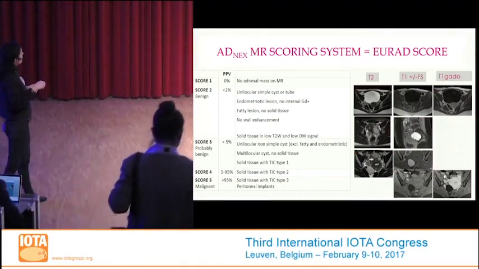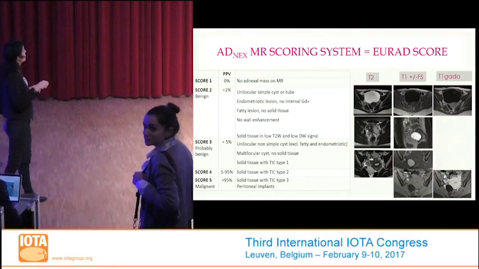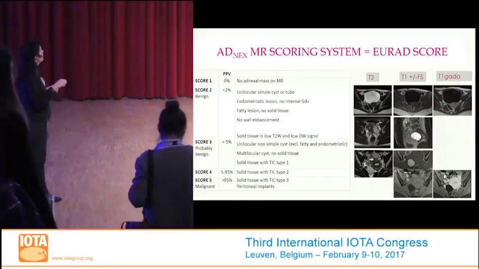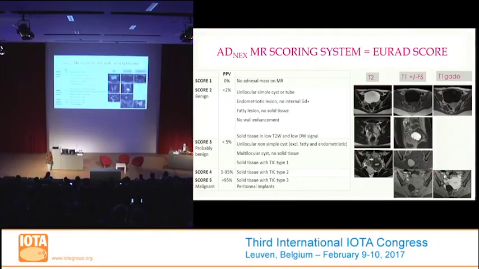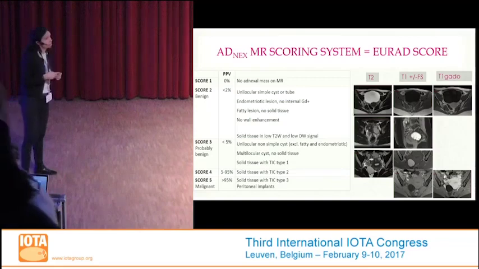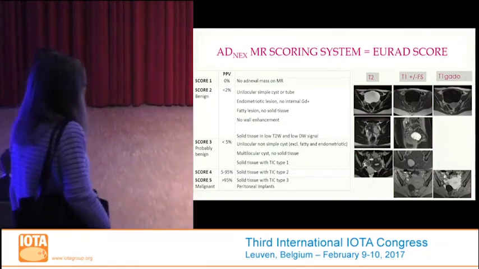Score 3, probably benign, lower than 5%. We include in this category the unilocular non-simple cyst, excluding the two cysts which are rated score 2, excluding fatty endometriotic cysts. Also, multilocular cyst without solid tissue, and lesion with solid tissue with a time intensity curve type 1. You remember, progressive without plateau.